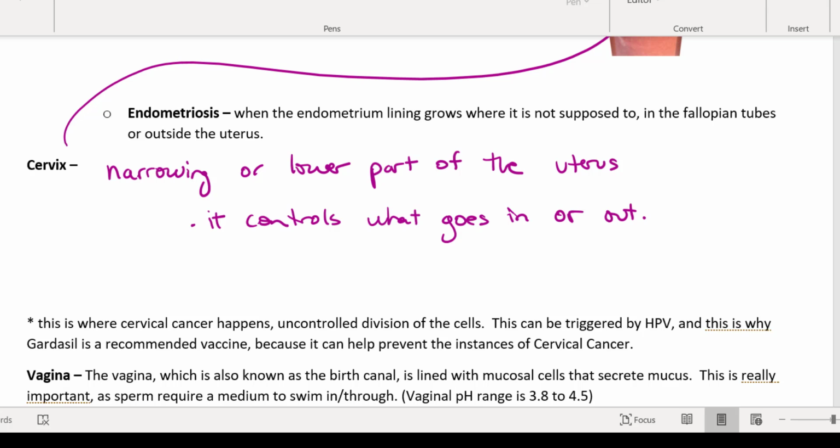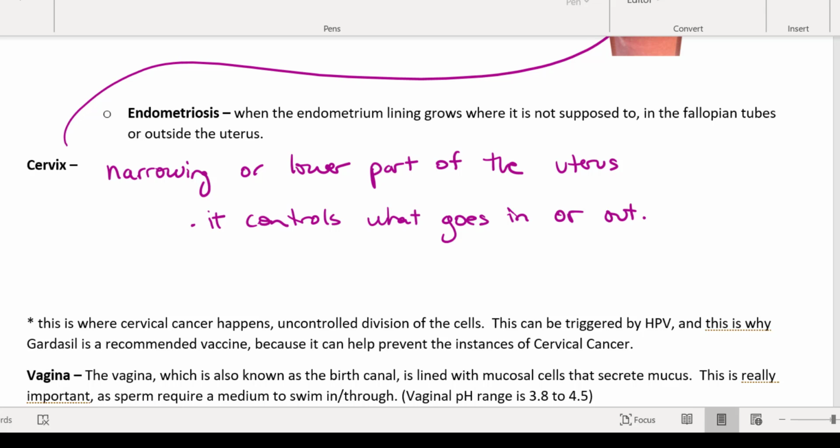And this is why Gardasil, which is a vaccine that girls in grade 6 will usually get, and I think boys can too. And what this does, it prevents the 6 to 9 different types of cervical HPV viruses that cause uncontrolled growth of the cervix.